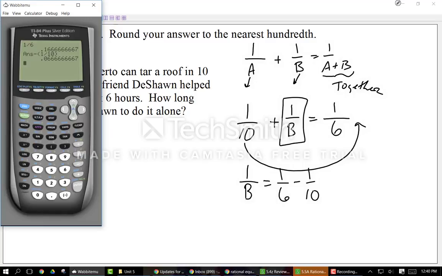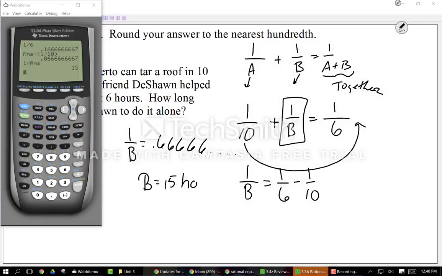0.066666666666. It's all repeated. It shows a 7, but that just means that the 6 is the next digit. So remember, 1 over B is equal to 0.666666 repeated. Well, the shortcut I told you was to take 1 divided by that. And I get 15. So we know B is equal to 15 hours. That is how long Deshaun takes to complete the roof by himself.